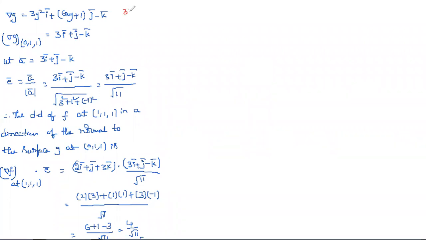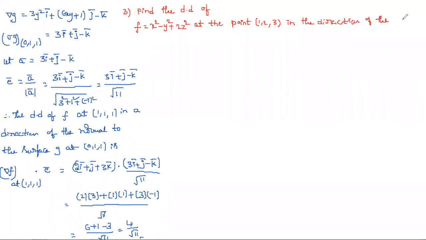Third one, find the directional derivative of f is equal to x square minus y square plus 2z square at the point 1, 2, 3 in the direction of the line PQ, where Q is the point 5, 0, 4.